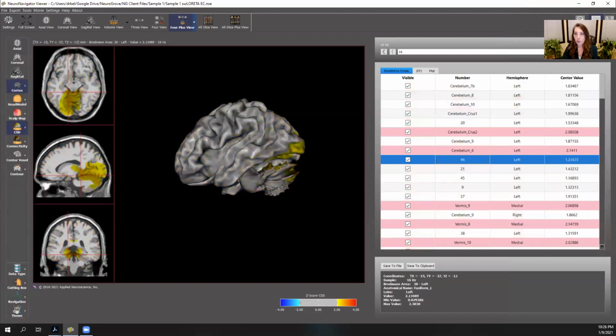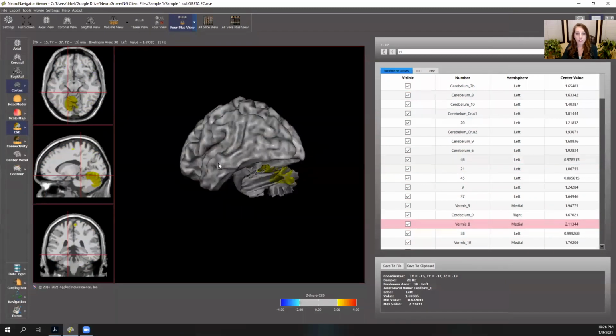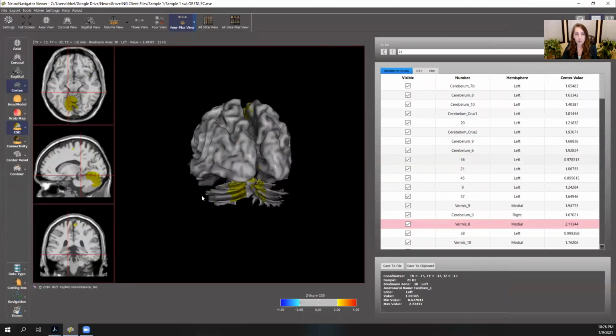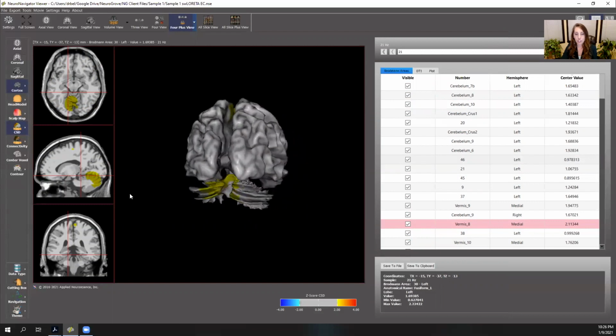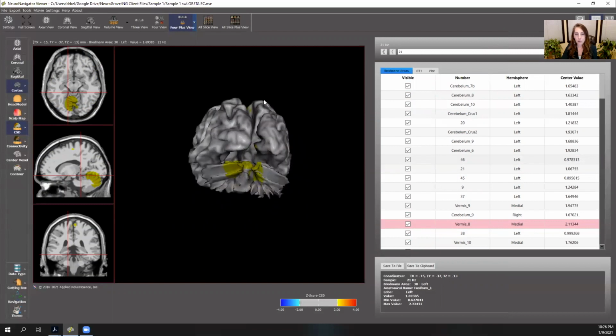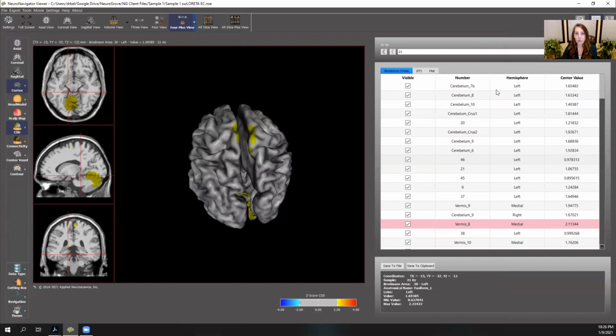Now, just to continue giving you an example, here we're getting into these faster frequencies, and this is where we see activity starting to show up in the deeper regions of the brain, as well as up here.